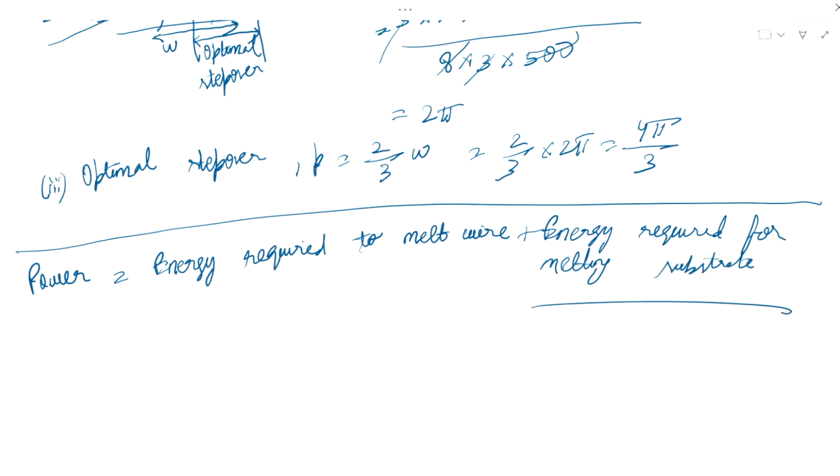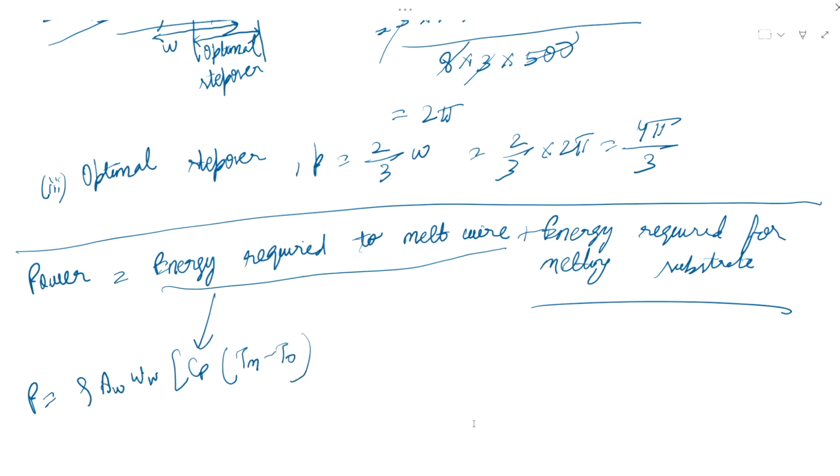Okay, this we have to understand. Energy required to melt wire. This again consists of two components, where you have a specific heat and latent heat. So its formula will be somewhat: density, area of the wire, velocity of wire V_W, specific heat, into T_m minus T naught, plus latent heat. Okay, so these are the two components.